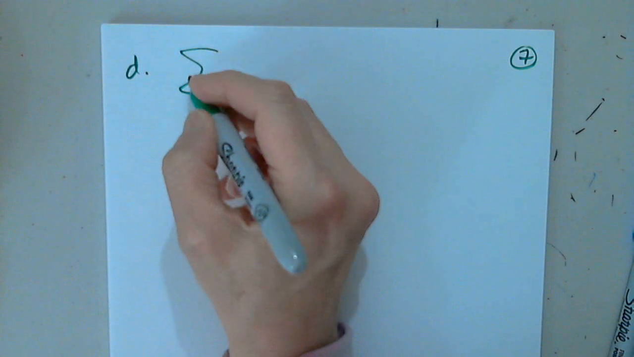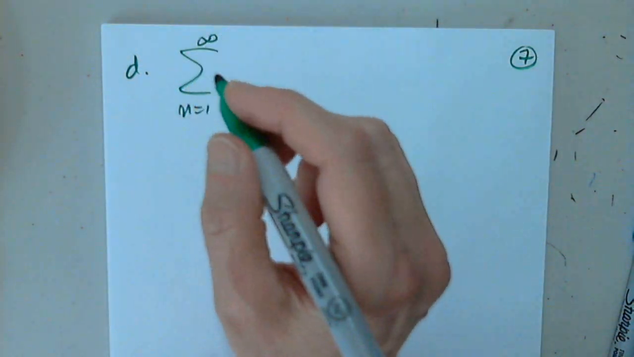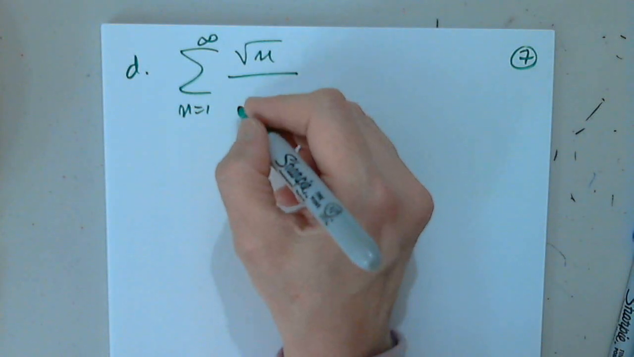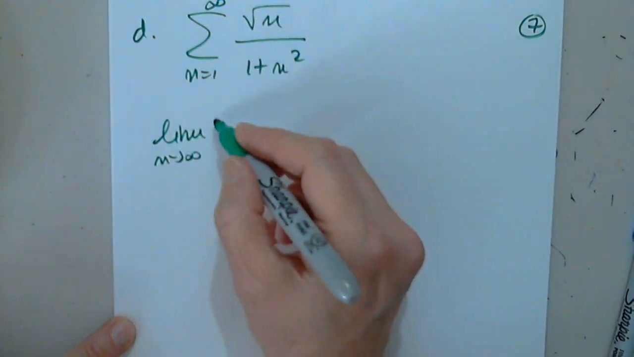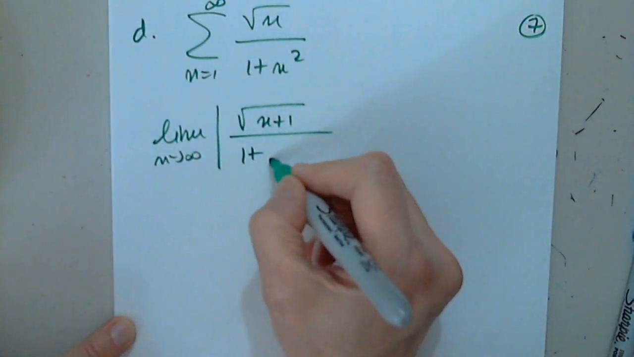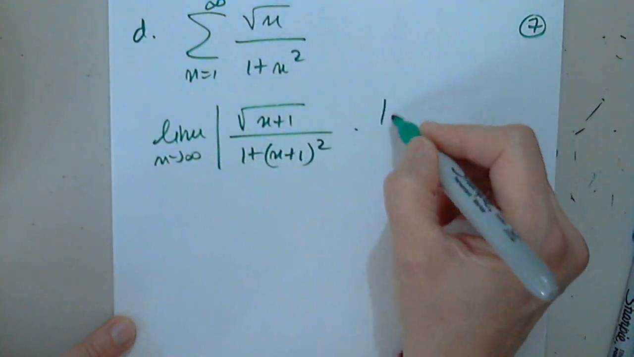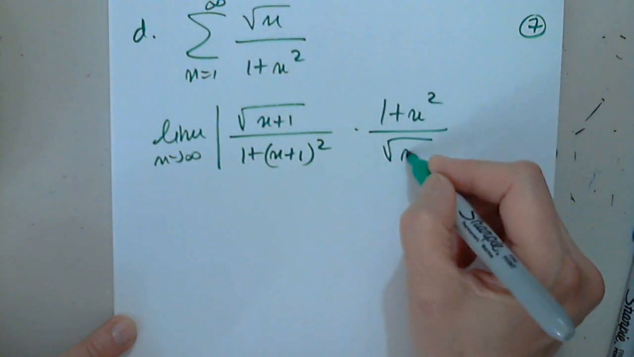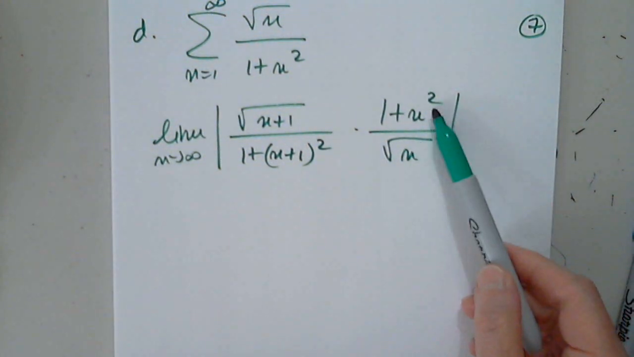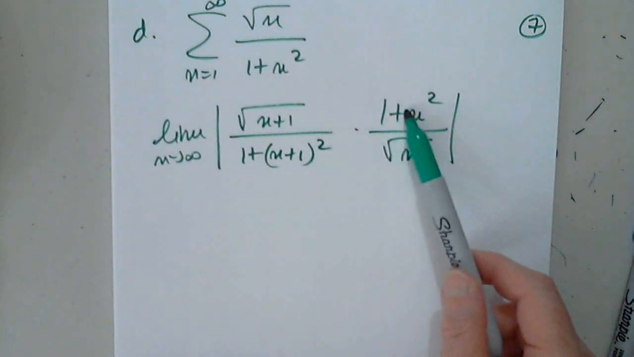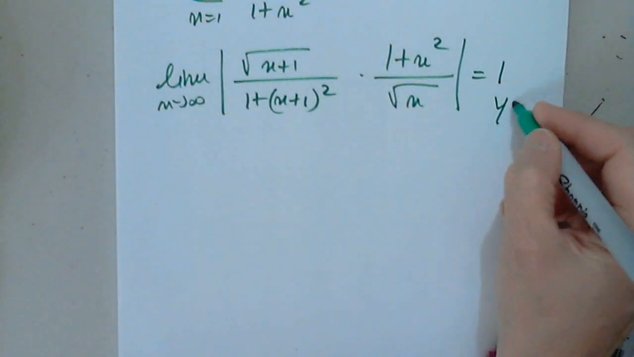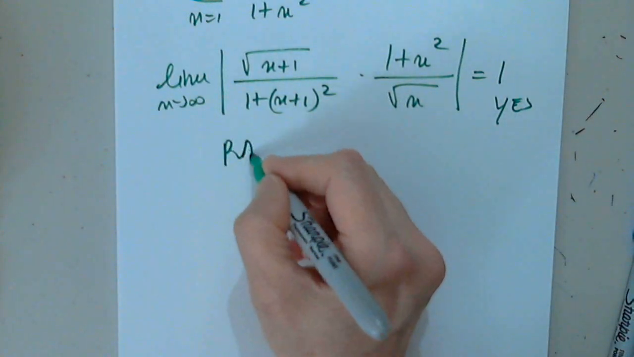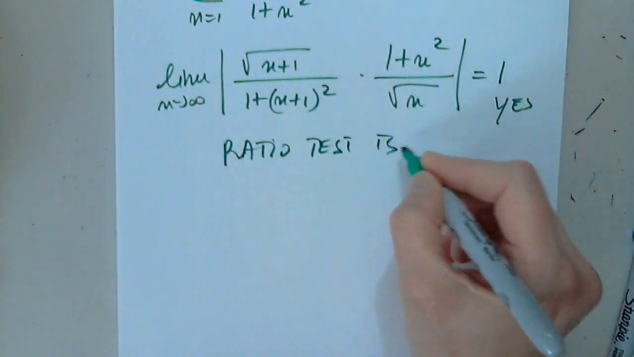Okay, the last one here, part D. In part D, what do they want? Where is part D? Okay, I see it. N equals 1 to infinity, the square root of n over 1 plus n squared. Okay, so then we have limit as n approaches infinity, the square root of n plus 1 over 1 plus n plus 1 squared, and then we flip 1 plus n squared over the square root of n. So n squared, it will have an n squared here, so this limit will go to 1, this limit will go to 1, so this is another situation in which, yes, ratio test is inconclusive.